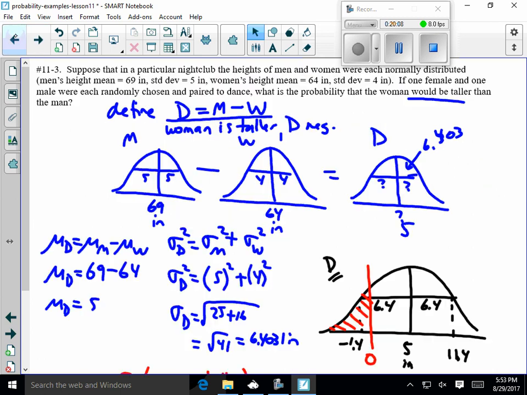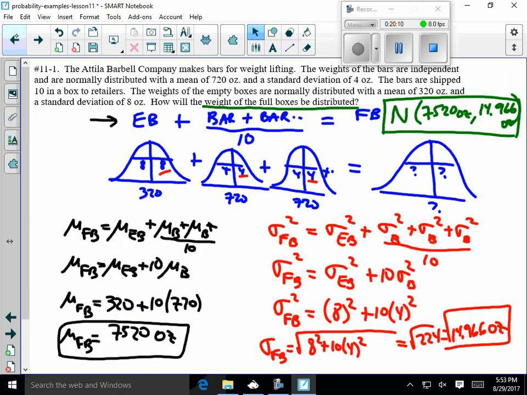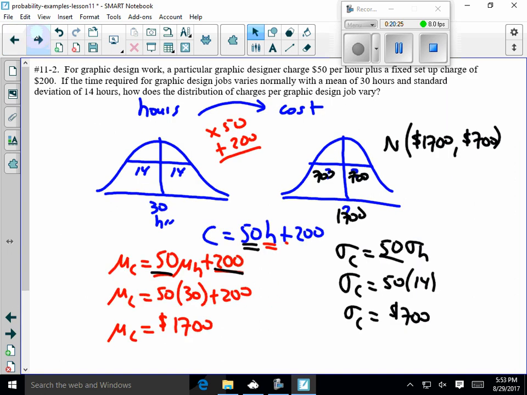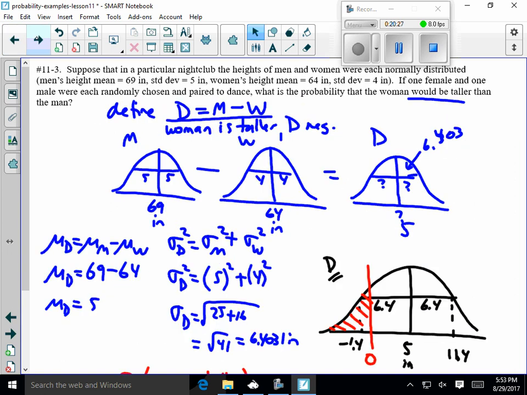So if I scan back through this real quick, this first problem had empty boxes and bars being combined. So those were combinations of different distributions. This is where we had to add variances, and the means followed that. Also, in problem 3, we made a difference in heights by combining the male and female, so we have variances adding in this case.